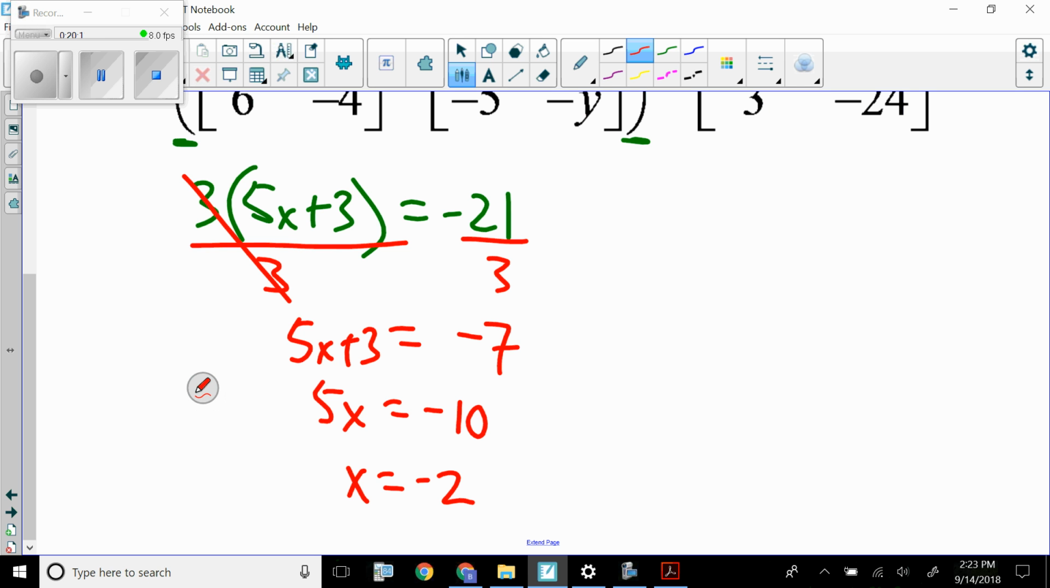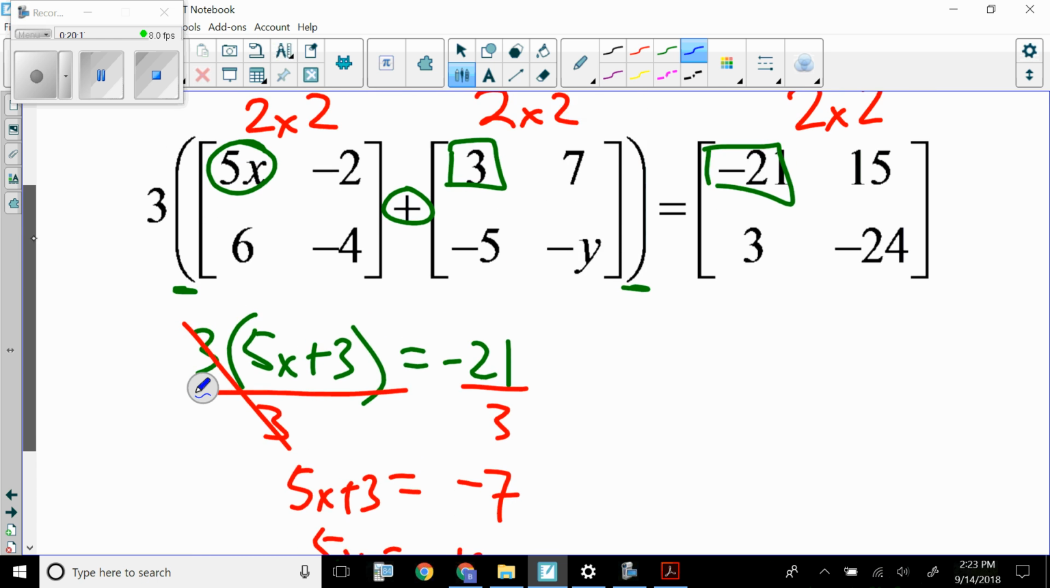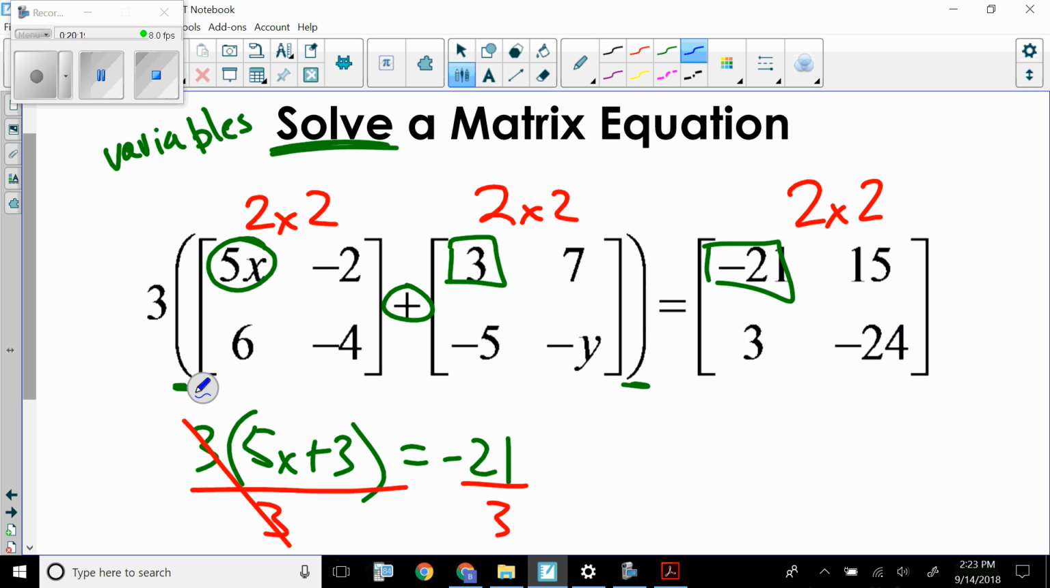Okay. That wasn't too bad. I found x. It said solve the matrix equation, so I need all the variables. Well, all right, let's see what else has a variable. If I check this location out, I don't see any variables there. I don't see any variables at all. Okay, where do I see some variables?